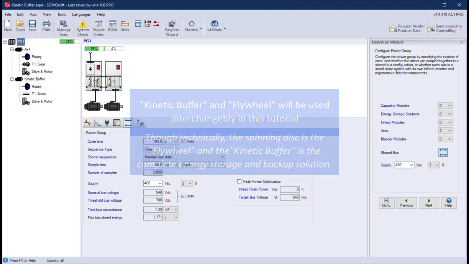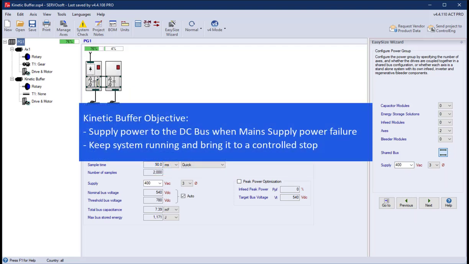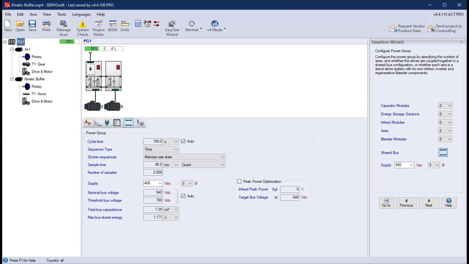The kinetic buffer's objective is to supply power to the DC bus in the event of a main supply power failure to keep the system running and bring it to a controlled stop. During a mains power loss, the kinetic buffer can also be used to absorb energy in a rapid braking event.